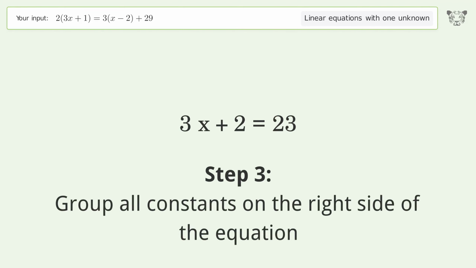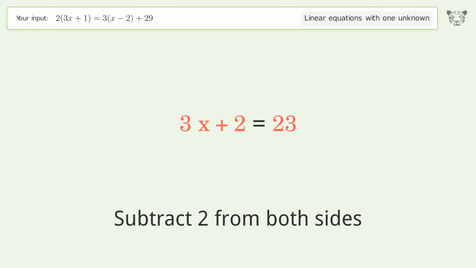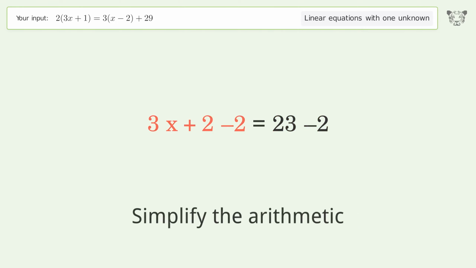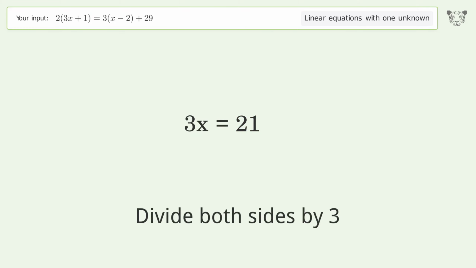Group all constants on the right side of the equation. Subtract 2 from both sides. Simplify the arithmetic. Isolate the x. Divide both sides by 3.